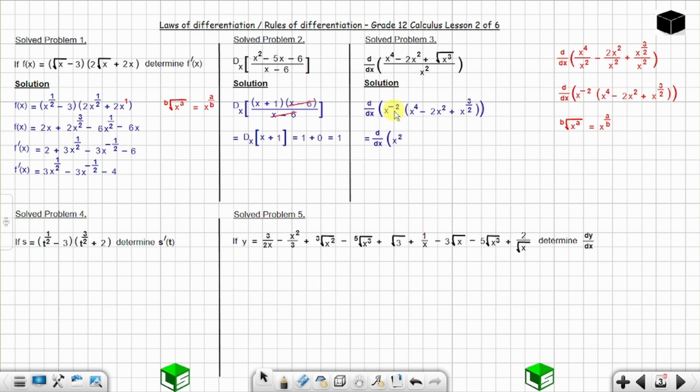Now you are going to take this times this. You have an invisible 1 in front of x, so the coefficient is 1. You have 1 times negative 2, which is negative 2. The bases are the same, so it will be x to the power of negative 2 plus 2, which is 0. This is according to the laws of exponent. You are done with this.